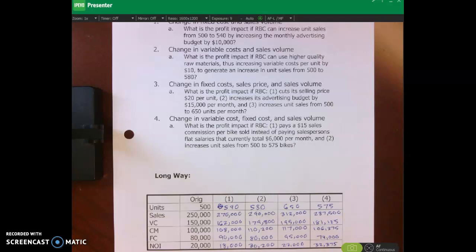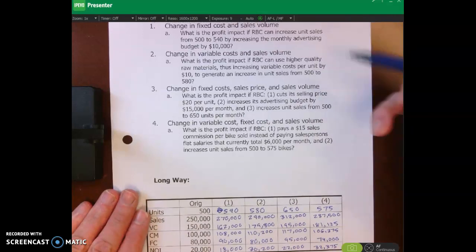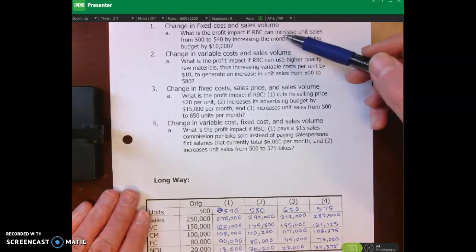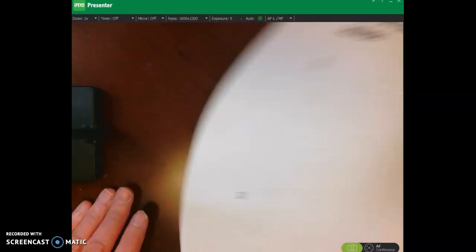Okay, so with the shortcut way, which is incremental analysis, what we're going to be doing is looking at changes in contribution margin and changes in fixed costs. So if we look at this first one, what's the profit impact if RBC increases unit sales from 500 to 540 by increasing monthly advertising? So we can turn the page over here.